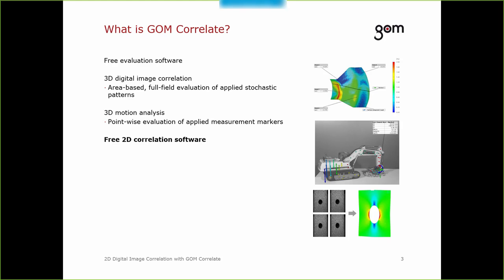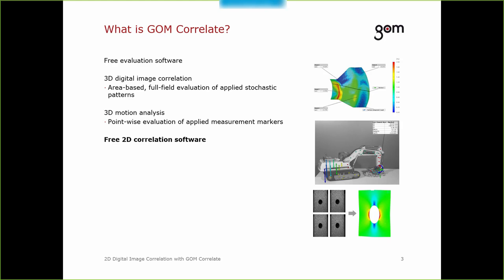So GOM Correlate is the free evaluation software that is used for the evaluation of 3D digital image correlation projects which are recorded and evaluated in Aramis, and also the evaluation tool for 3D motion analysis based on point-wise evaluations. Therefore GOM Correlate is used for the later evaluation in the office where you do not need to sit in the lab. You can take results, share it with colleagues in other departments or even with your customers. GOM Correlate provides the complete image processing, the inspection, and also the reporting, what you need to prepare your measurement results.